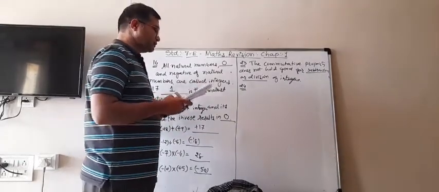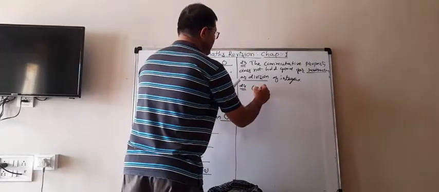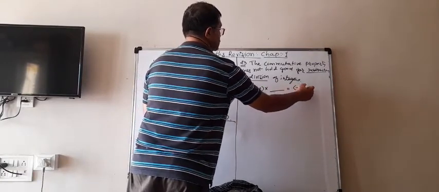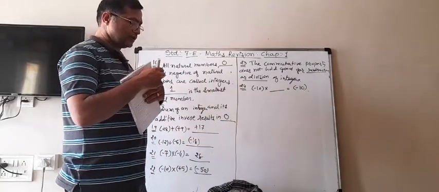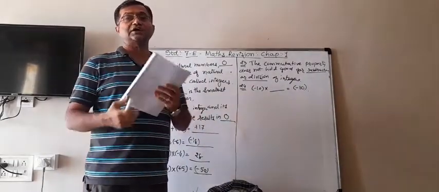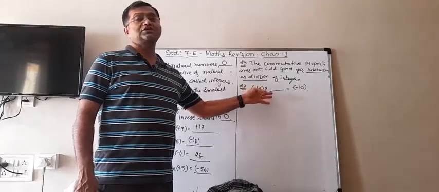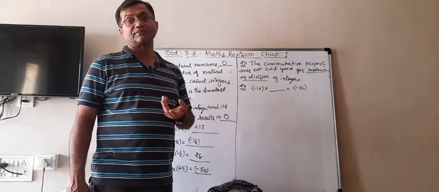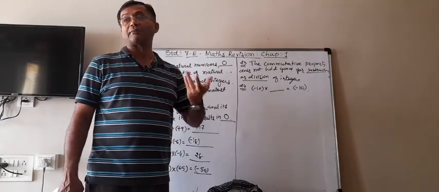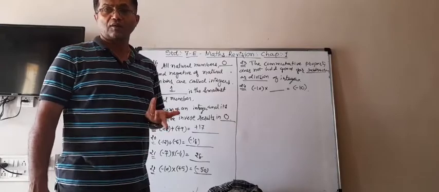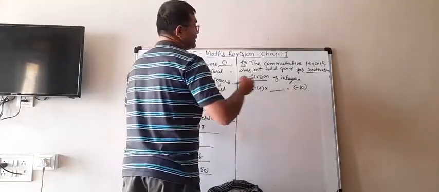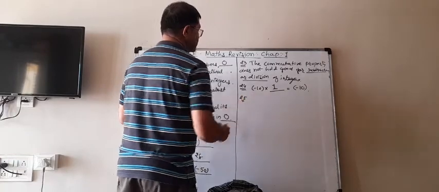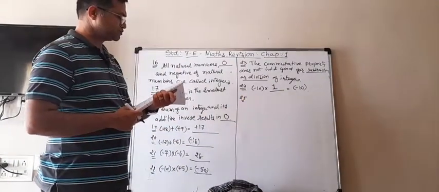Now, 24th. Minus 10 multiplied by blank is equal to minus 10. So now it is very simple: the product which will give you the number itself. So minus 10 multiplied by how much will give minus 10 again? Obviously 1, because 1 is the multiplicative identity. So minus 10 multiplied by 1 is minus 10.